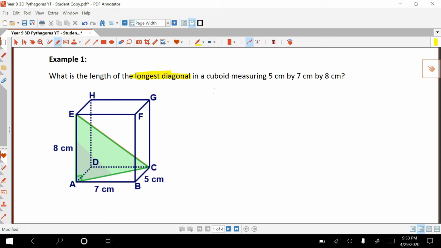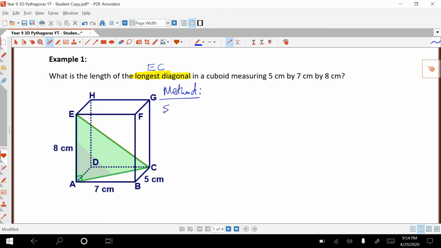So basically, by inspection, if you look at the cuboid that you're given, the longest diagonal is this one here, EC. So the question here is, how can we find EC? There are two ways you can do this. Method 1: we can start by finding AC, which is the missing length for this particular highlighted rectangle. And then once we find AC, we can use that measurement to find EC.